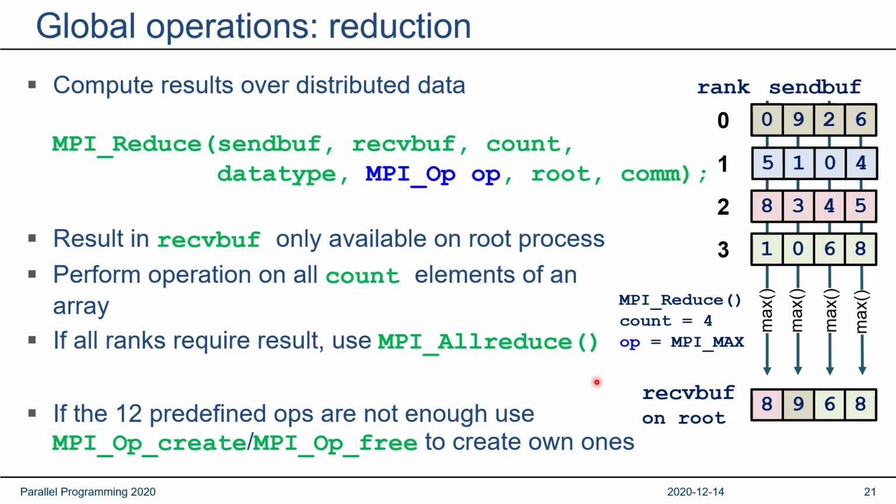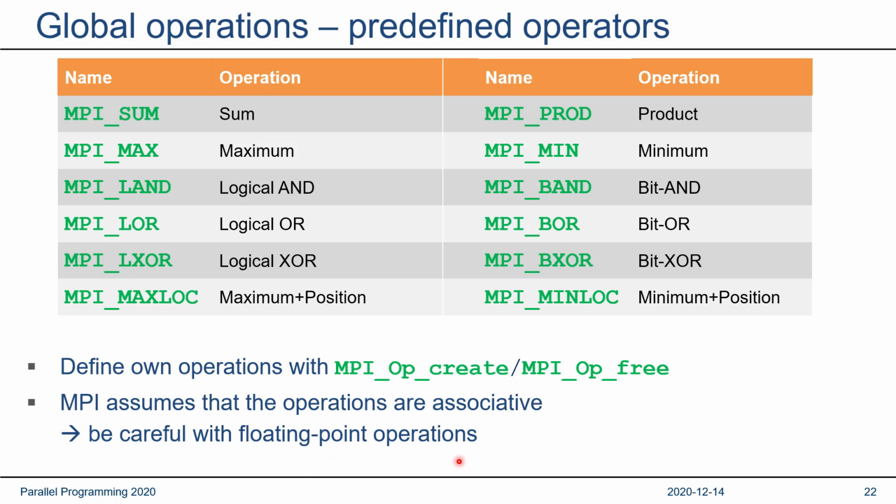Now, there are 12 predefined operators that you can use for this operator. There are functionalities in MPI to create your own operator, which I'm not going into here. These are the predefined operators for global operations: sum, maximum, product, minimum, bitwise operations and, or, XOR, logical operations and, or, XOR. And there are even 2 functions that let you obtain the maximum and the position of the maximum, and the minimum and its position.